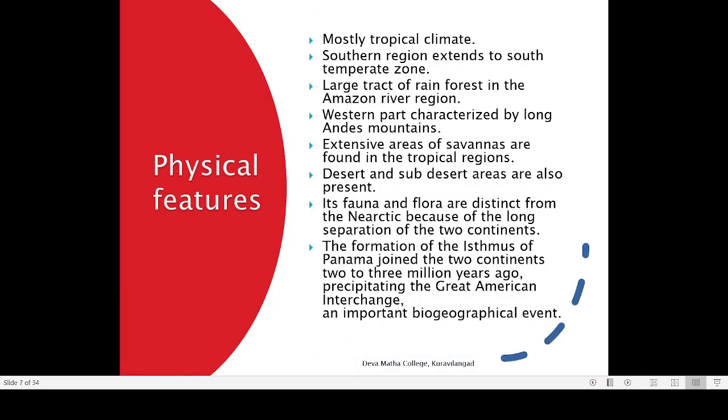Then the formation of the isthmus. Isthmus actually means a narrow strip of land, a narrow land bridge. The Isthmus of Panama joined two continents 2 to 3 million years ago. 1 million is 10 lakh. So around 20 to 30 lakh years ago, these two continents were joined by a land bridge, precipitating the Great American Interchange. By Great American Interchange, we mean the movement of animals from South America to North America and from North to South America. So that is considered an important biogeographical event in the world.